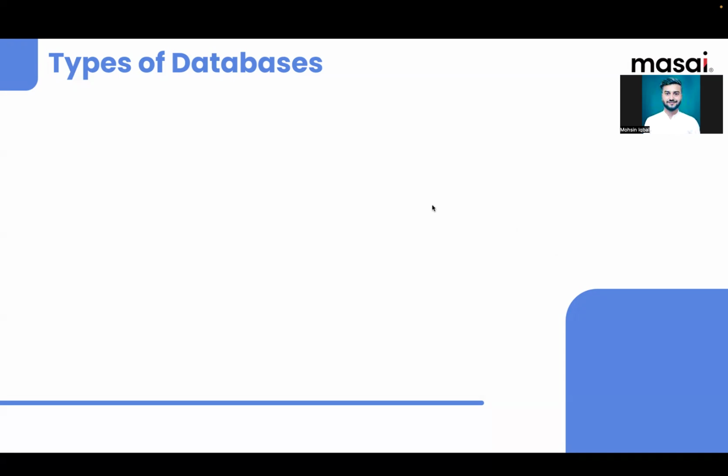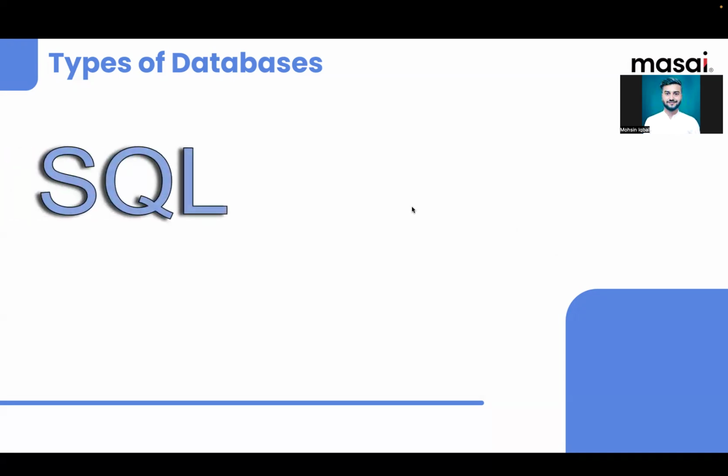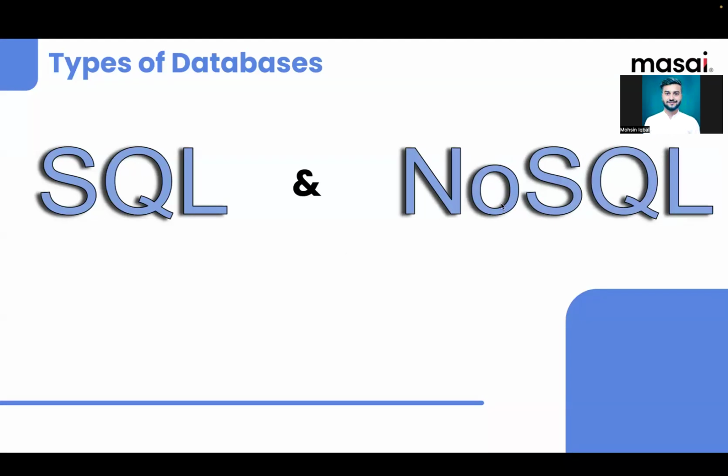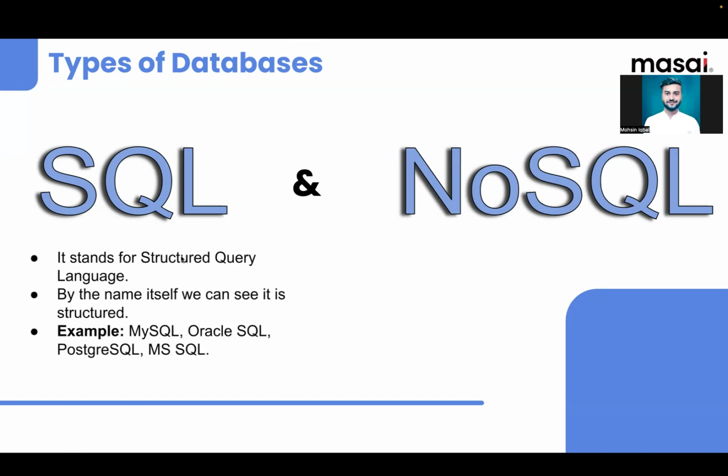Okay, very good. So there are two types of databases. One is called SQL. Can anyone tell me the full form of SQL? Structured query language. Very nice. And the second type is NoSQL. What is the definition of NoSQL, guys? Okay, it means not a structured query language. NoSQL means no SQL.